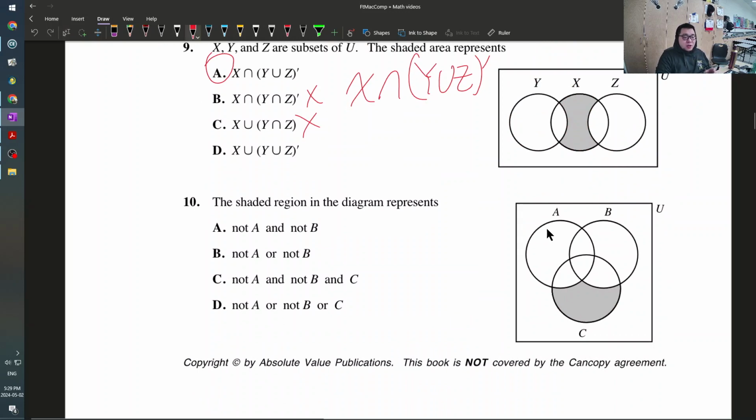Okay, what does the shaded area represent? So usually you say as C.